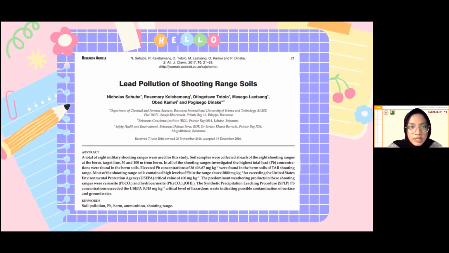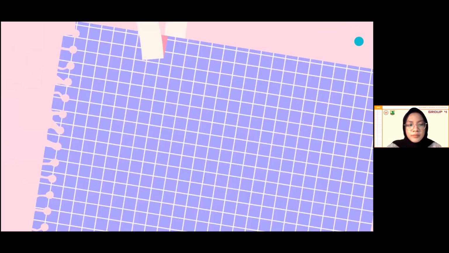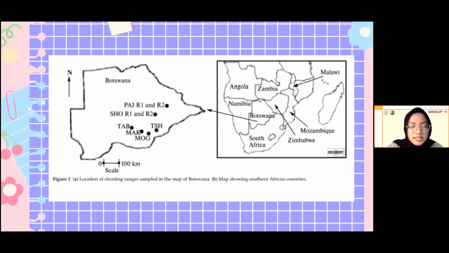Basically, our presentation today is based on a research article under the title "Lead Pollution of Shooting Range Soils," where a total of 8 shooting ranges were used for the study, and the soil samples were also collected at each of the 8 shooting ranges at the berm, target line, 50 and 100 meters from the berm. Next. As you can see on the slide, this is the map of Botswana, where its soil is used for the research samples. Next.